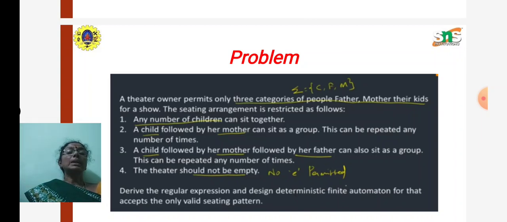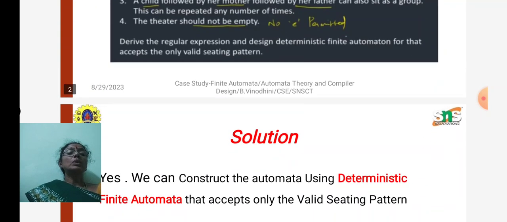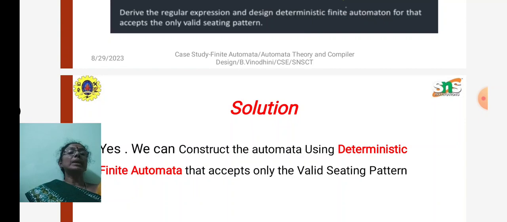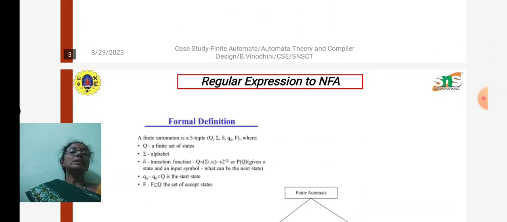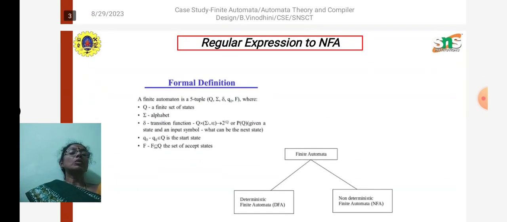So for that scenario we have to derive the design of an automata. First we will understand which type of automata we are going to use. Before that, we have a recap of what an automata is and what the types of automata are. The solution is to construct an automata using a DFA that accepts only the valid seating pattern.